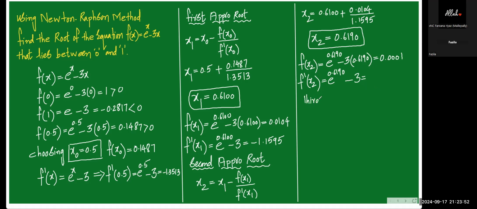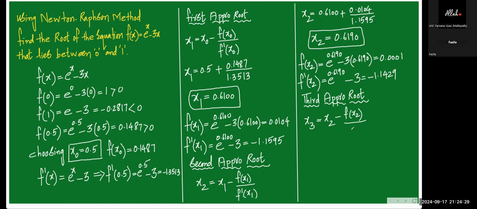Minus 1.1429. Yes, minus 1.1429. This is correct. Third approximate root. Third approximate root. So third approximate root, how the formula will change? Can you tell me? x3 is equal to x2 minus F of x2 divided by F dash.